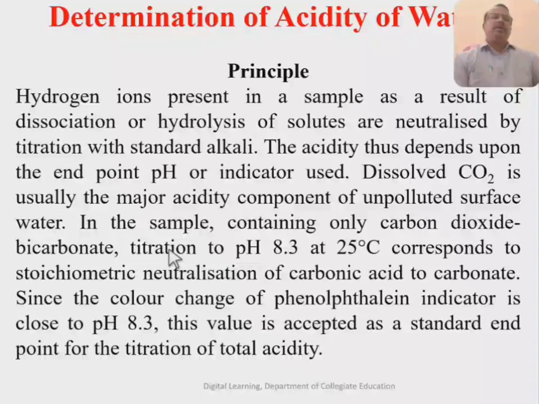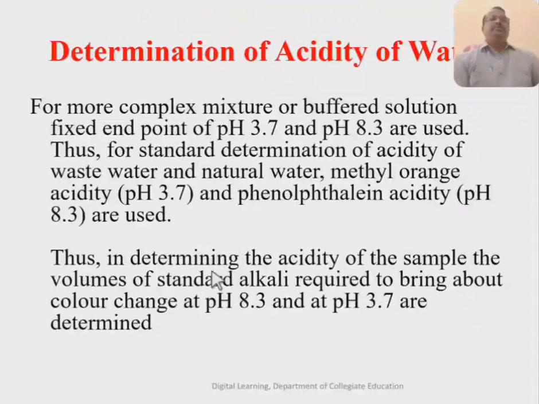Dissolved carbon dioxide is usually a major acidity component of unpolluted surface water. In a sample containing only carbon dioxide or bicarbonate, titration to pH 8.3 at 25 degrees centigrade corresponds to stoichiometric neutralization of carbonic acid to carbonate. Since the color change of phenolphthalein indicator is close to pH 8.3, this value is accepted as a standard end point for the titration of the total acidity.